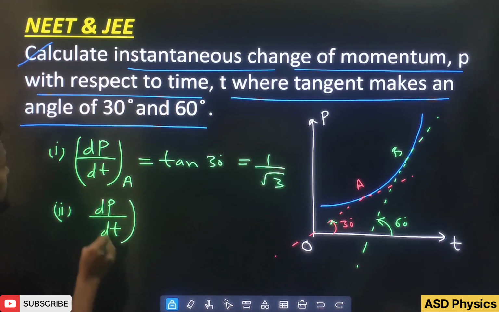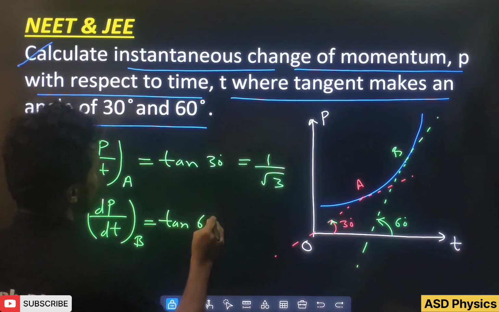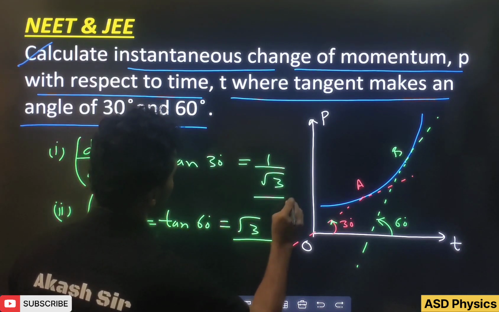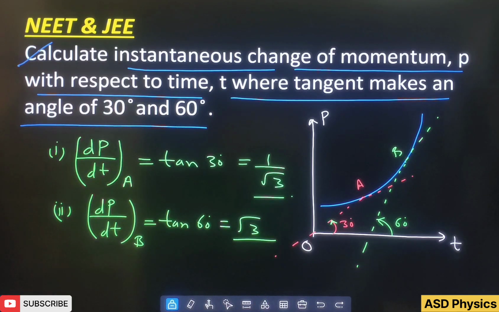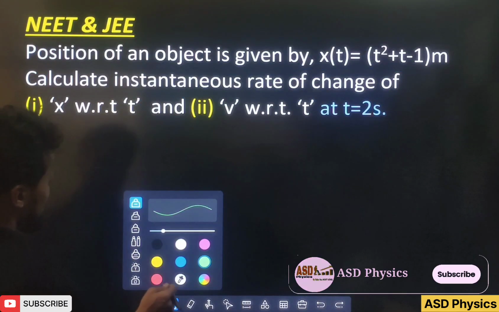Second one, at point B. So again see, dP by dt at point B. How much angle? 60 degrees. So tan 60 degrees, how much is coming here? Root 3. Is it? So you can see very well how, with the concept of slope, we have got the change of momentum with respect to time. Is it?